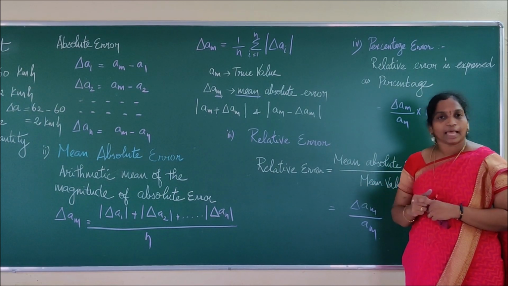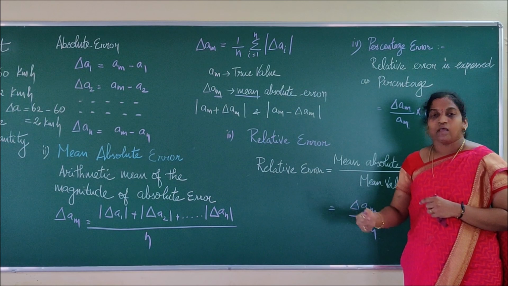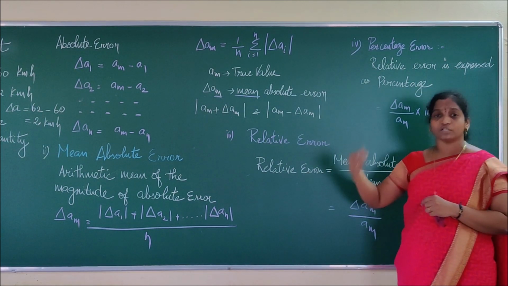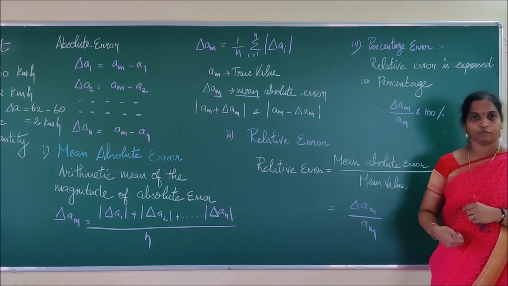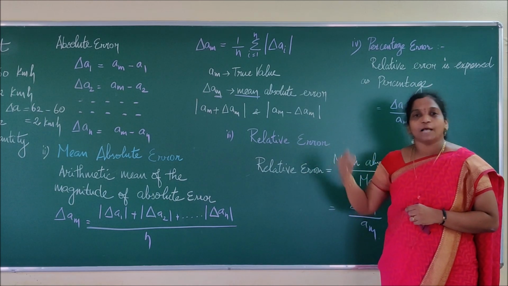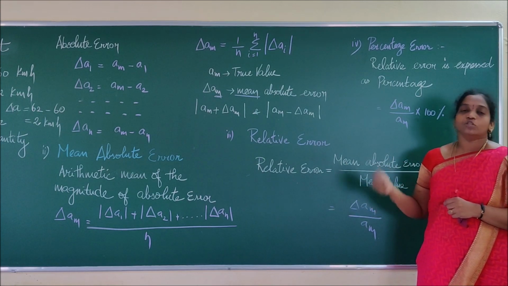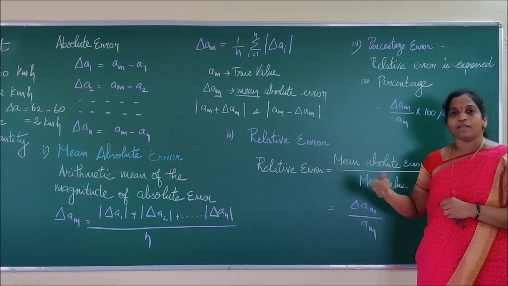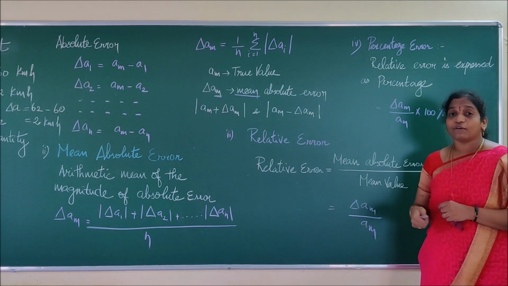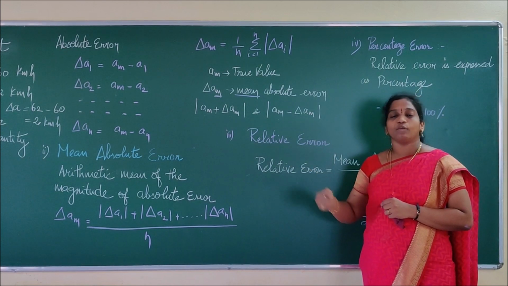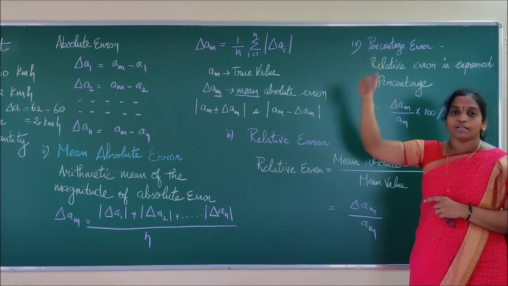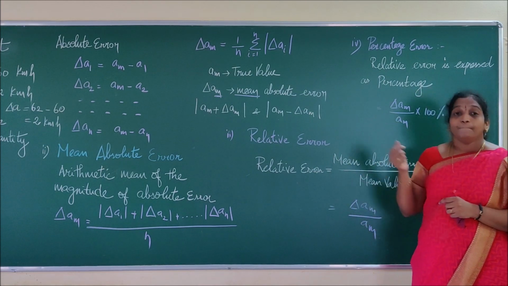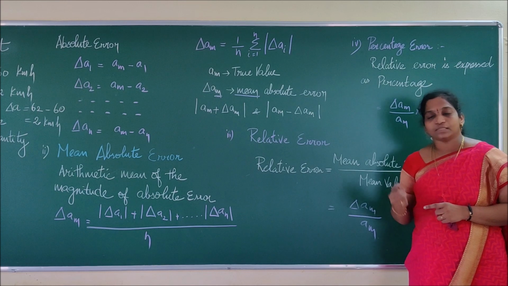Del A. So how to calculate del A? Del A is nothing but the true value minus the measured value. So for each measured value, we have to find an absolute error. We have to represent them as del A1, del A2, del A3, like that. Then we have to take a mean absolute error. What do you mean by mean absolute error? All the measured absolute errors divided by the number. Then we call that a mean absolute error. It will be represented by a symbol called what?